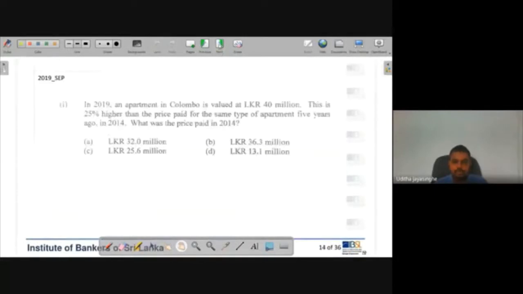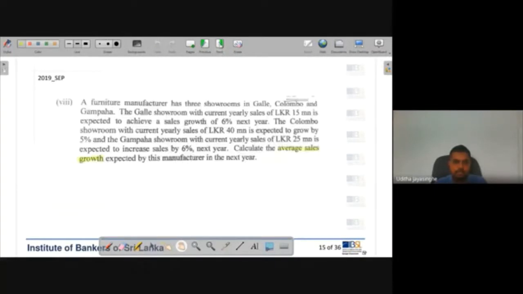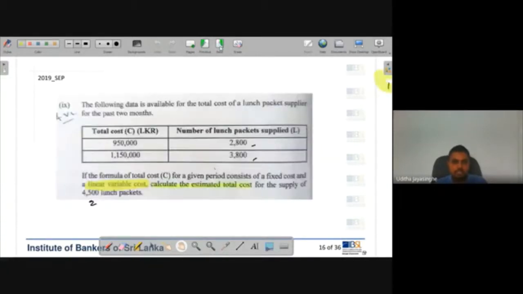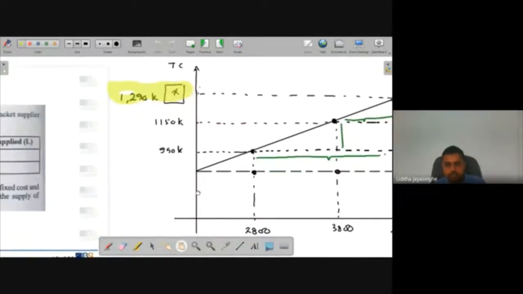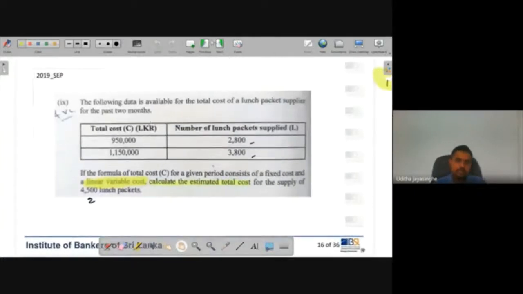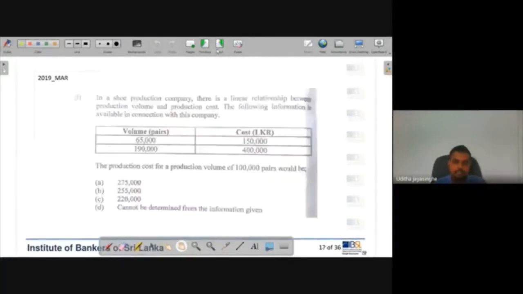Right. So then I think we discussed some of the answers up until this furniture manufacturing example. And then I think we discussed the lunch packet example also. Am I correct? Yes, this question also we discussed. I think we can start from this particular question. Did we discuss the 2019 March question number 1 also last week? I think this is where we're going to start, okay?